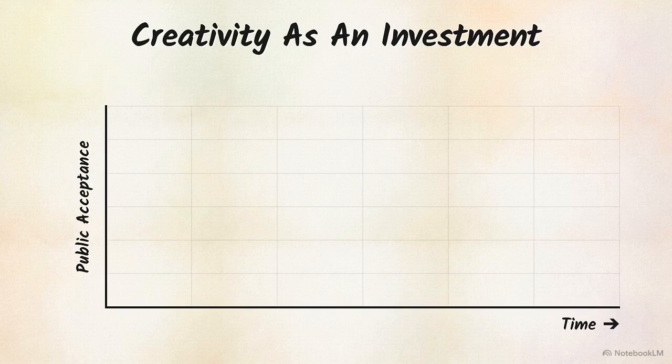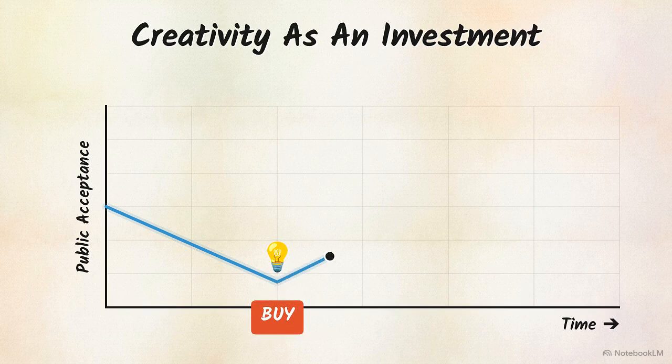Creative thinkers operate a lot like financial investors. They find ideas that are undervalued, often rejected by the public, buy low on them, and then sell high by convincing the crowd of their actual worth. This is the investment theory of creativity.